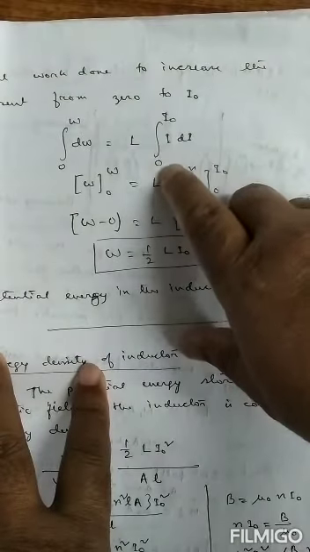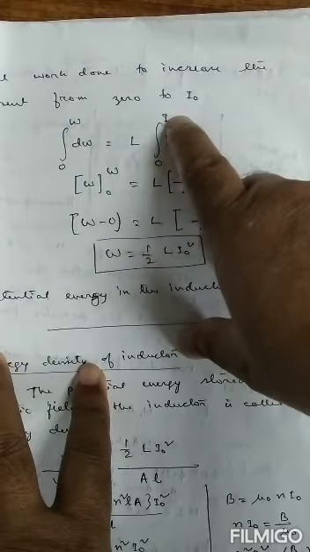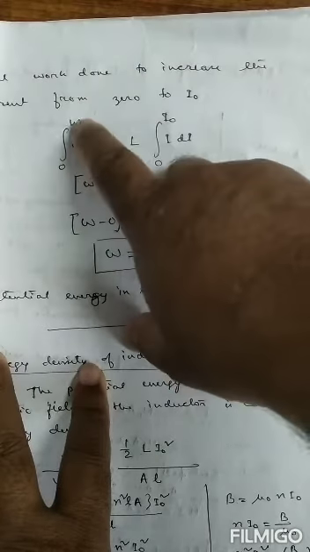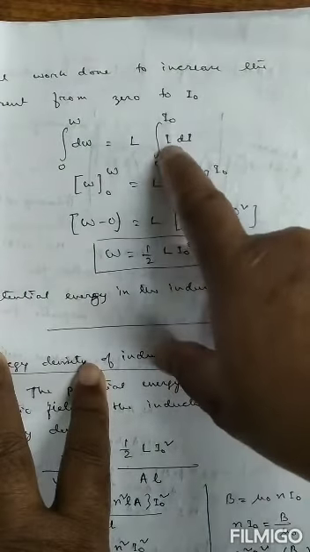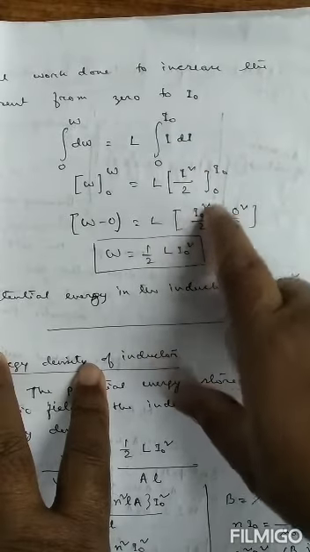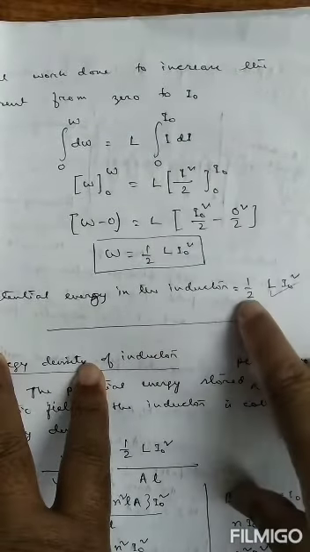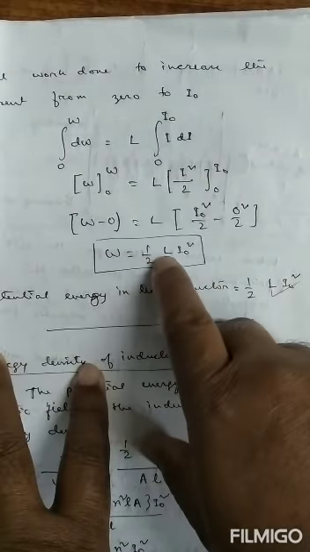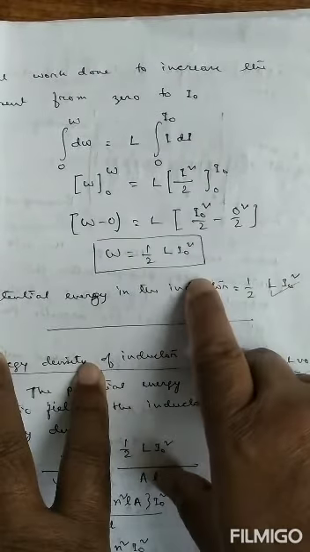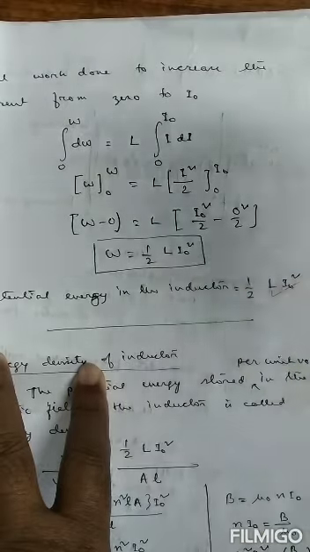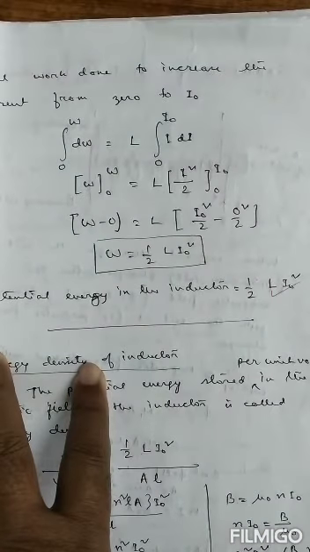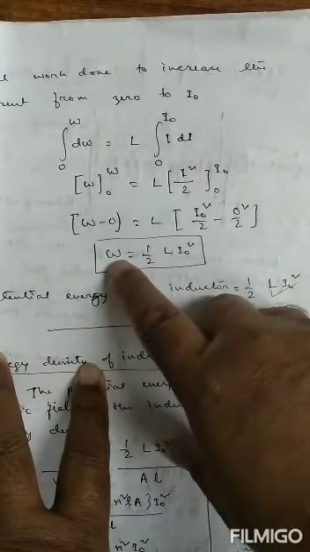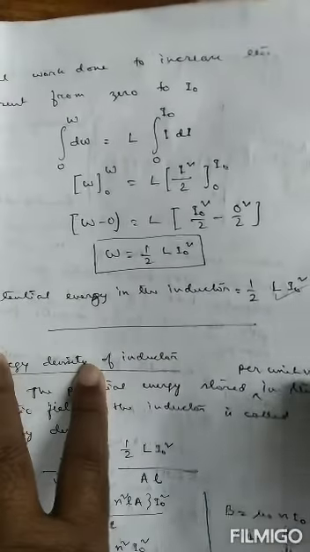Now we integrate. Current in the external circuit increases from 0 to I0. So work done goes from 0 to W. What is the integration of I into di? It is I square by 2. Put the limit 0 to I0. Therefore W is equal to half L I square. What is L? Coefficient of self-induction of the coil. This work done gets stored in the magnetic field of the inductor.